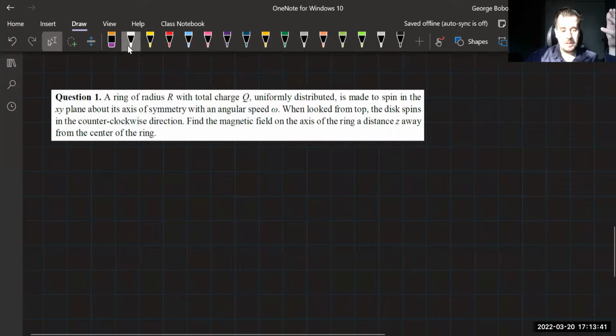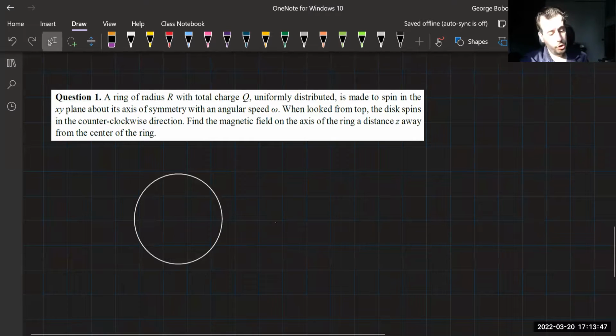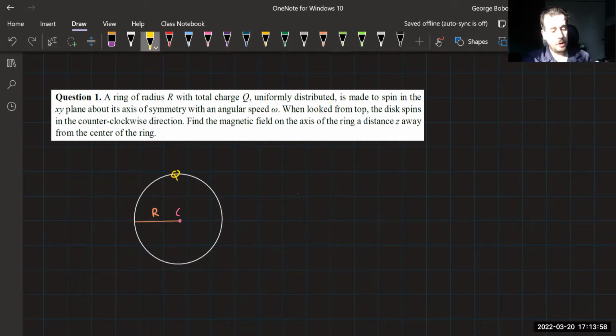What do they say here? They give you a ring. So a ring, not a disc, and it has charge Q on it, radius R. And we're going to make this ring spin, giving it some angular velocity, omega. Before I even do the problem, I'm doing magnetism and I'm using charge. No, I can't do that. I need to find current. This is going to be a common thing for you. You need to find the current here.